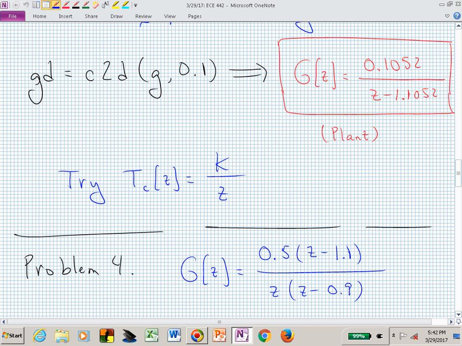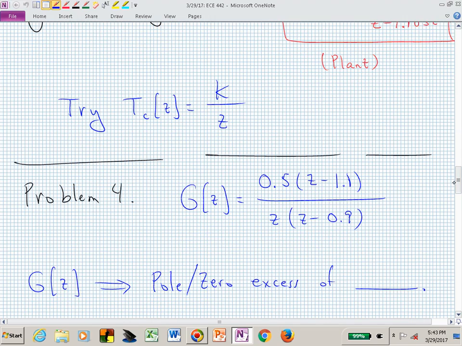Problem number 4, you're given immediately the system, G of z, the system that you are trying to control. And now you start asking those questions that you need to ask before you start applying your strategy to design a controller based on Ragazzini's approach. Well, you need a causal controller. So now you want to know what's the pole zero excess of G of z.